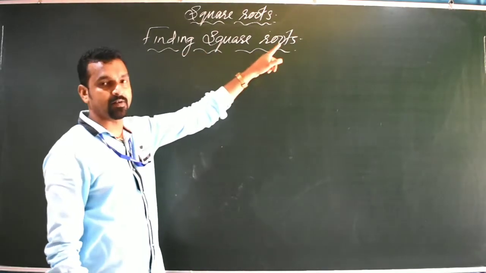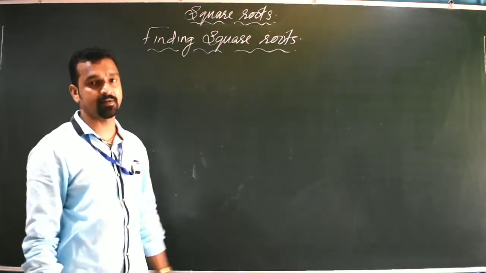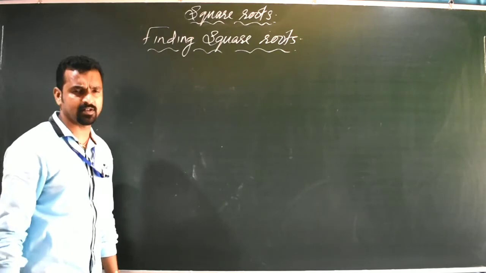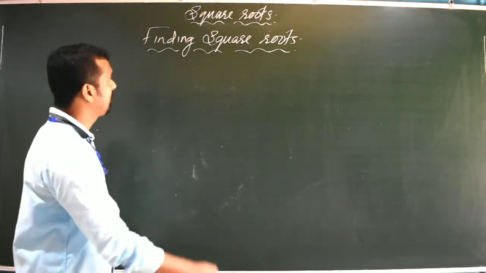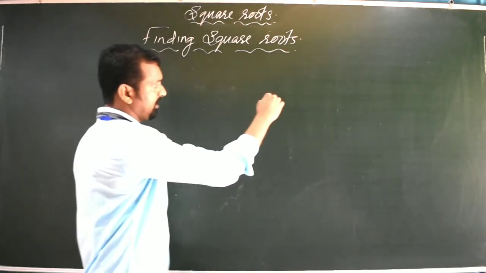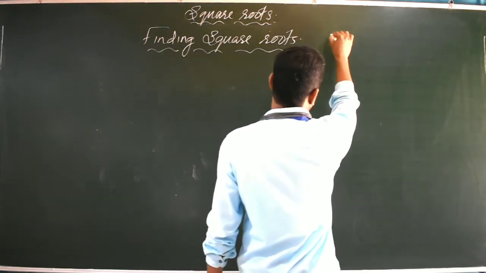Finding square roots of a number. It is a reverse process of finding the square of a number. Total 3 methods are there. First one is successive subtraction method.